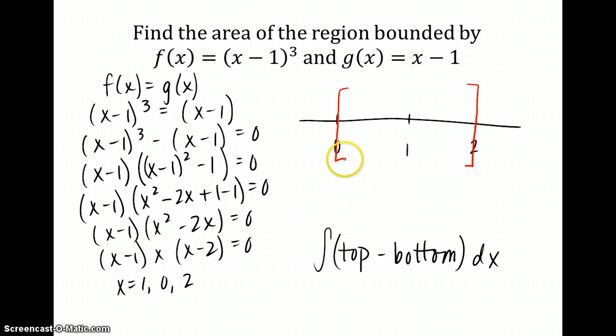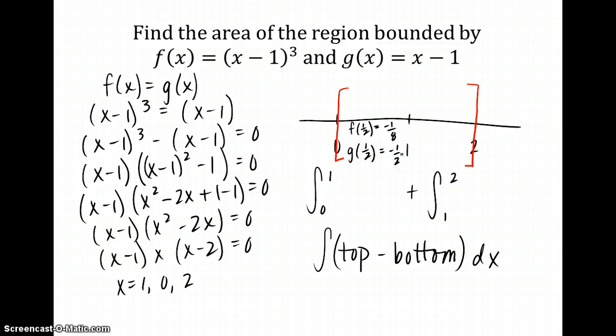So these functions are equal at 0, 1, and 2. So the region that we would be integrating, we're going to be integrating from 0 to 1, and then we're going to integrate from 1 to 2. On these intervals, you need to determine which function is top, which one is bottom. So if we plug in, say, 1/2, f of 1/2 would give me negative 1/8. G of 1/2 would give me negative 1/2.